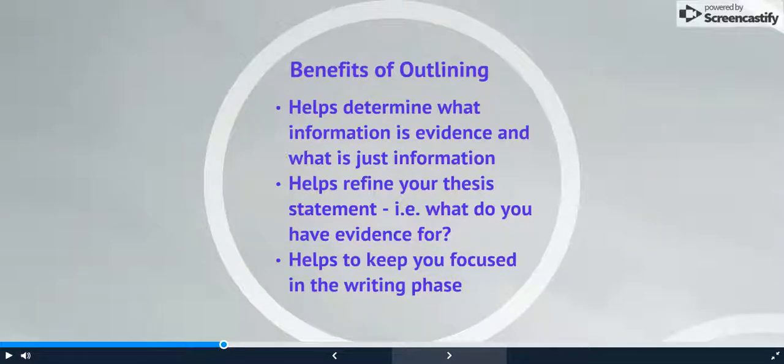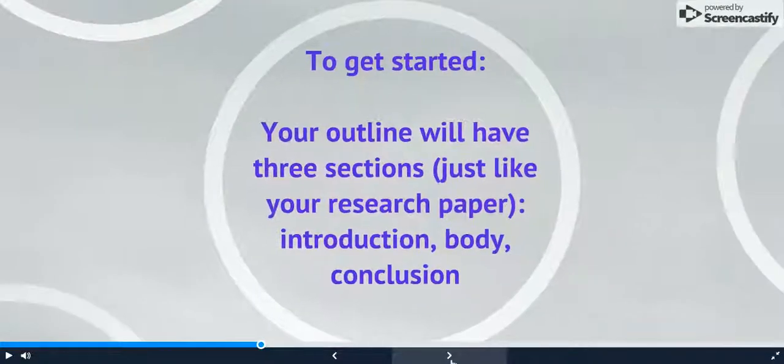Benefits of outlining. This will help you determine what information of evidence is important to you. This helps refine your thesis statement. What do you actually have evidence for? And it helps keep you focused on that writing phase.